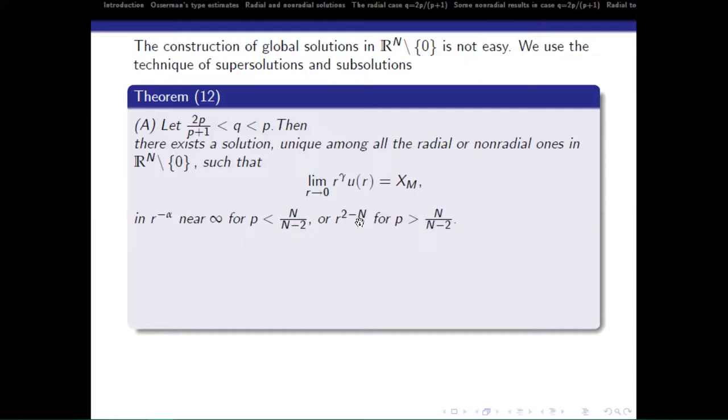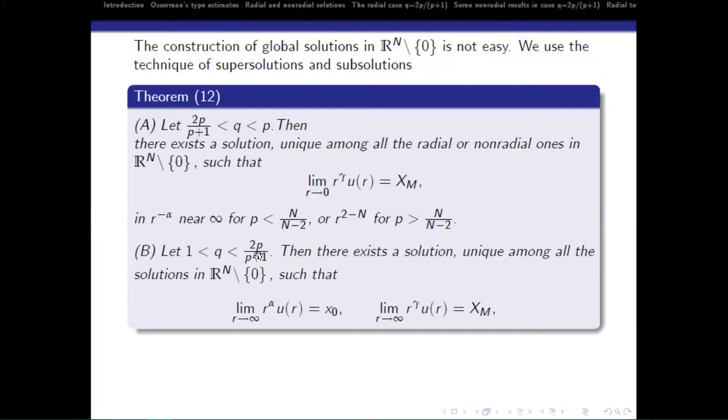Moreover, this solution is unique not only among the radial solutions, but among all the solutions of the problem, radial or non-radial. Now, if q is less than 2p over p plus 1, there exists a solution, also unique among all the solutions, behaving like r to the minus alpha near zero, and like the eikonal equation near infinity.